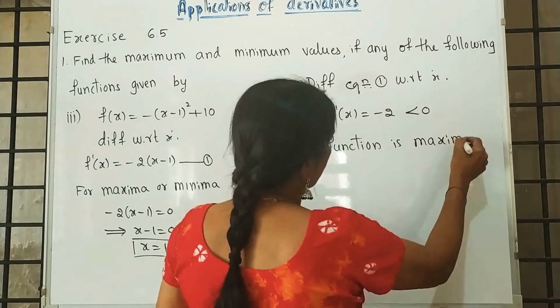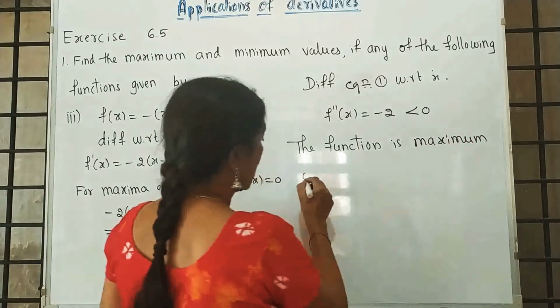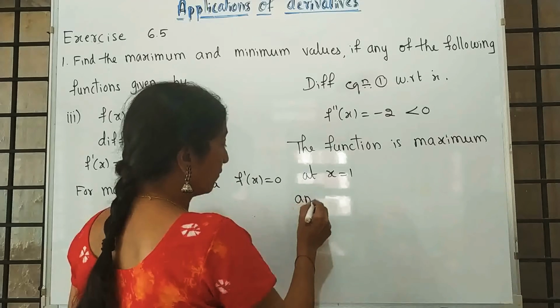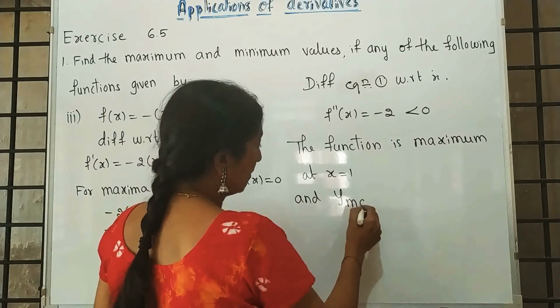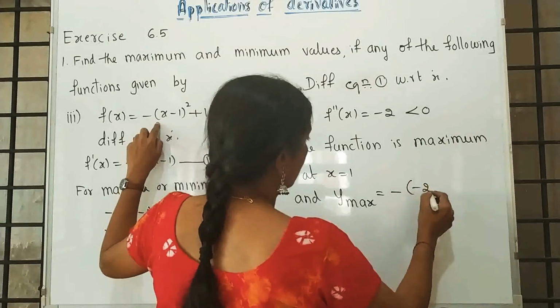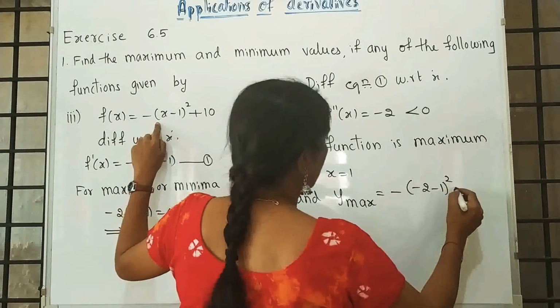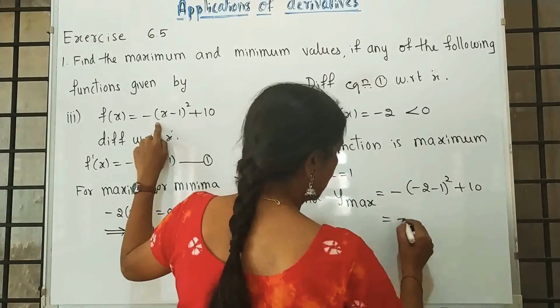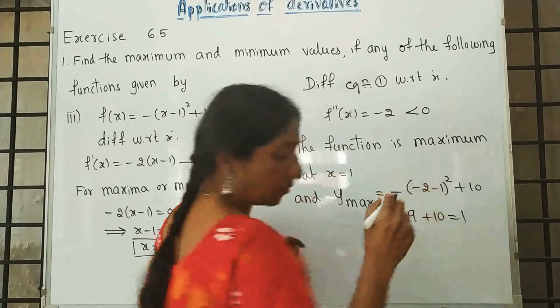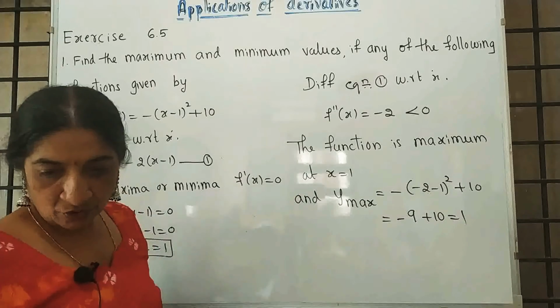The function is maximum at x is equal to 1 and the maximum value y maximum is minus (2 minus 1) whole square plus 10. It is minus 3 square, which is 9, plus 10. That answer is 1. Moving to the next question.